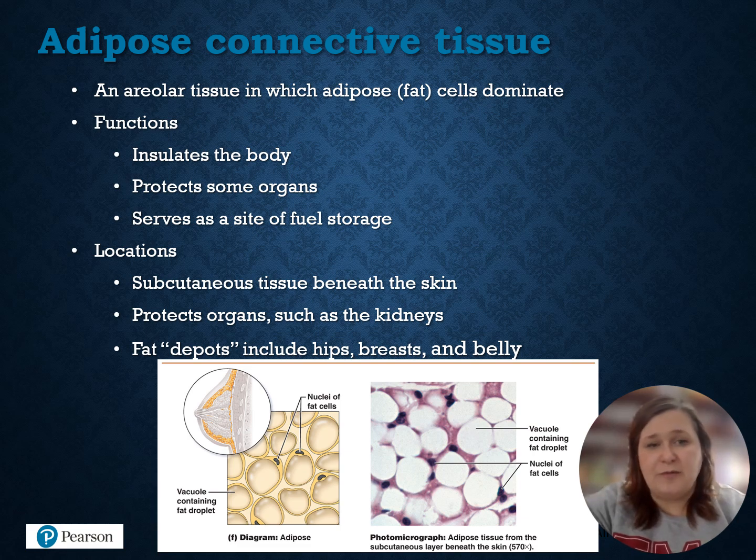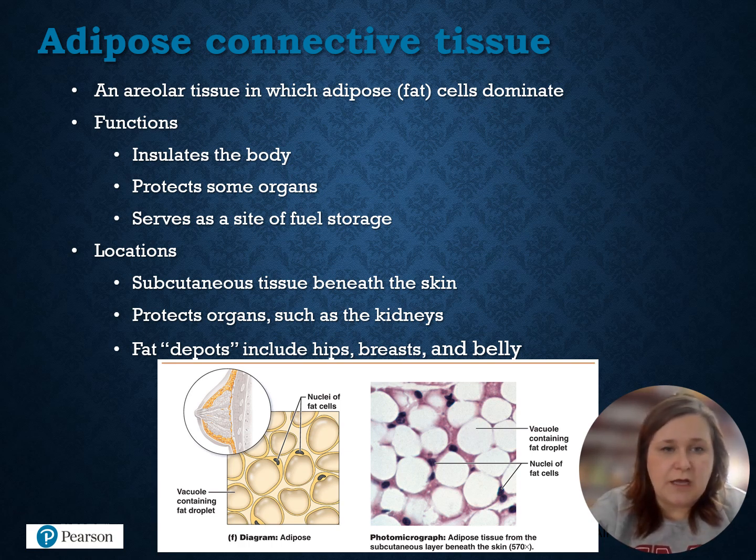We can also have adipose connective tissue. And this is an areolar tissue in which there are more adipose cells than normal. So the function is to insulate the body, protect organs, and serve as a site to store ATP until we're ready to use it. This is primarily going to be in the subcutaneous tissue underneath the skin, and to help protect organs, especially around the kidneys, because those are really tender and really important organs. So around the kidneys, around the liver, that kind of thing.